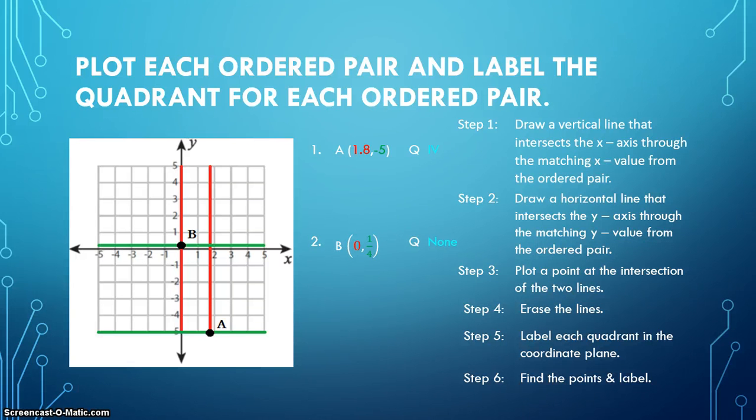Alright, all the steps that I followed were right there to the right. Step 1, draw the vertical line. Step 2, draw the horizontal. Step 3, plot the point. Step 4, erase the lines. I did not, however, erase my lines just so you can see how I did it. Step 5 is label the quadrant. Step 6 is to plot your points.